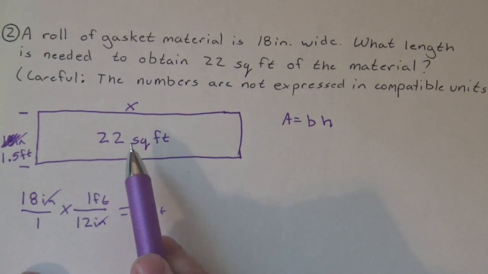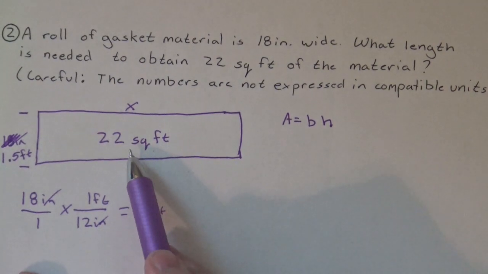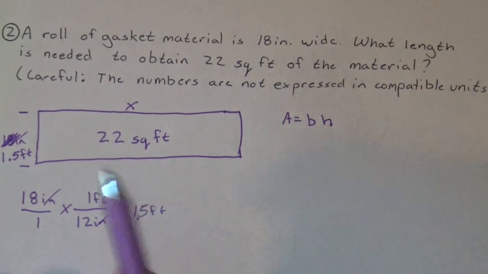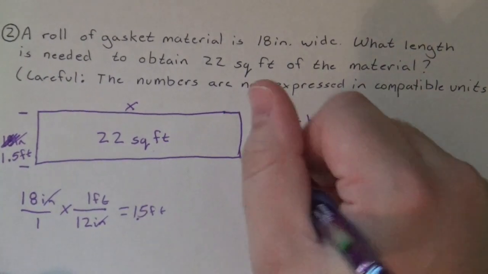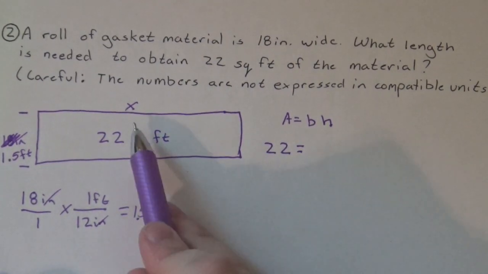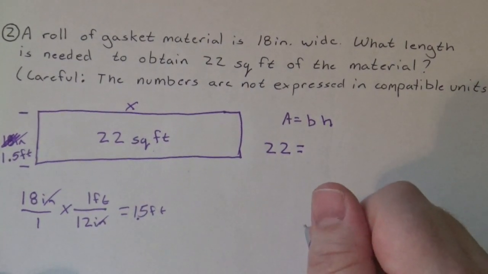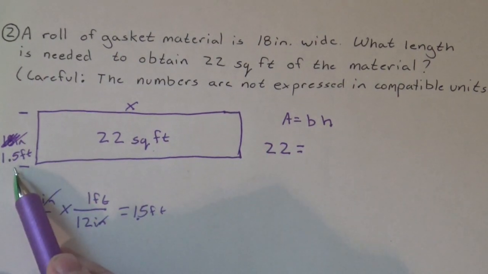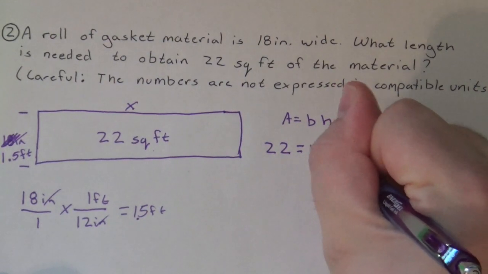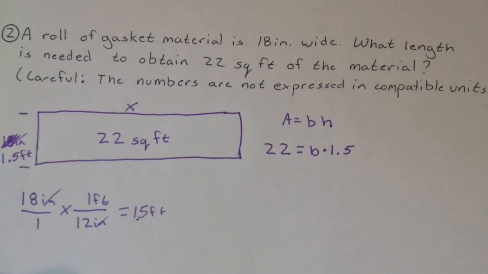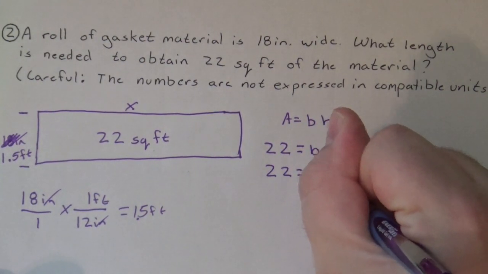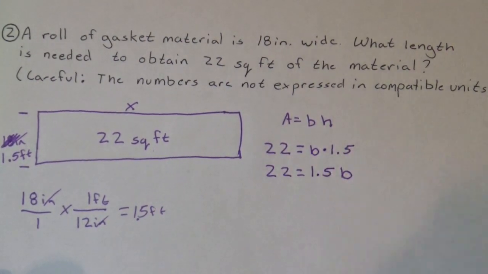And I know that my actual area is 22. So how does this help me? Well, let's plug these numbers in. What do I know? I know my area is 22. I know my base is unknown, so I'm gonna leave it as B. And I know that my height of this thing is 1.5. So I can say B times 1.5. Rewrite this to something a little bit easier to see. I can say 22 is equal to 1.5 times B.